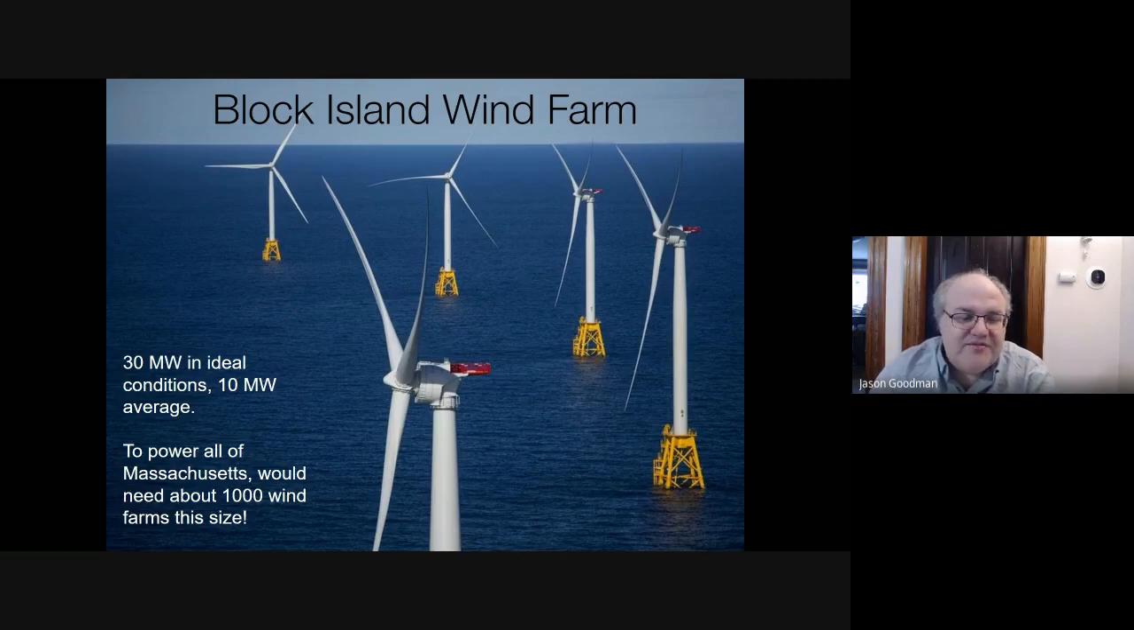But if we're going to power all of Massachusetts with offshore wind farms like this, we need 1,000 of these farms, stretching all up and down the coast, impacting tourist views, fishing, all that stuff. All right, and probably we should be happy to do that, but we should be prepared for the impact that that's going to cause.